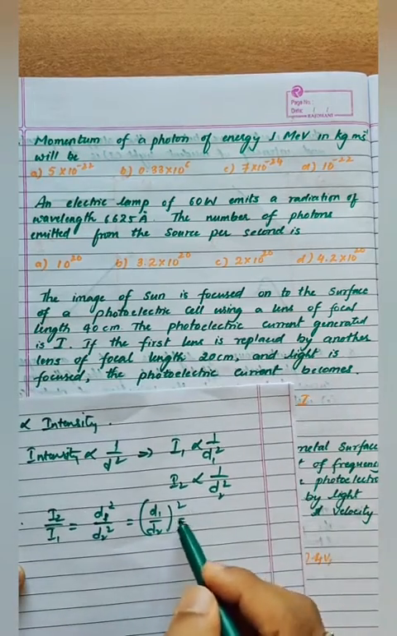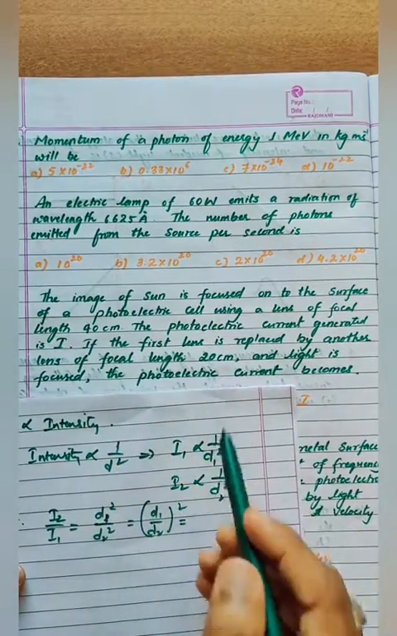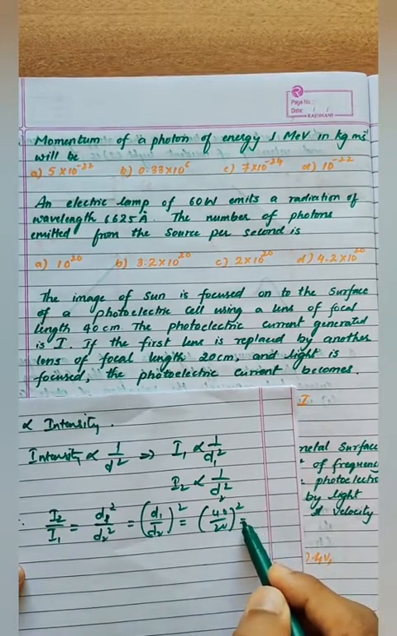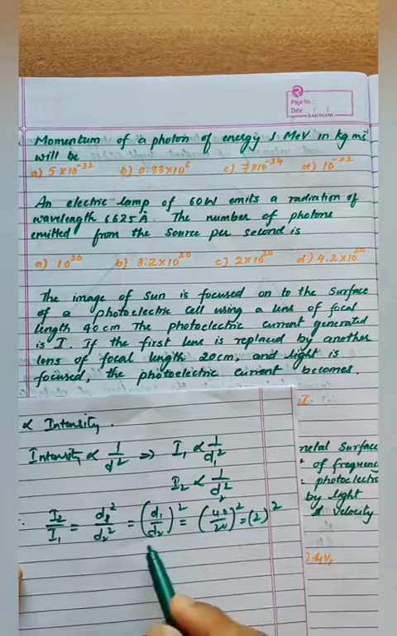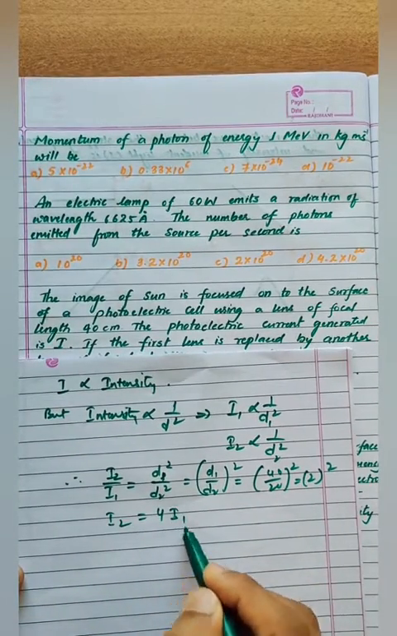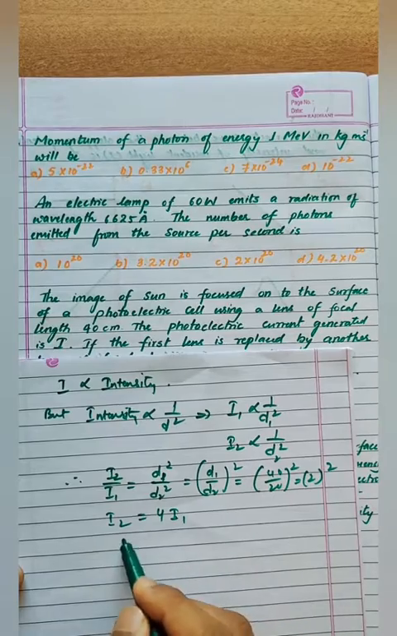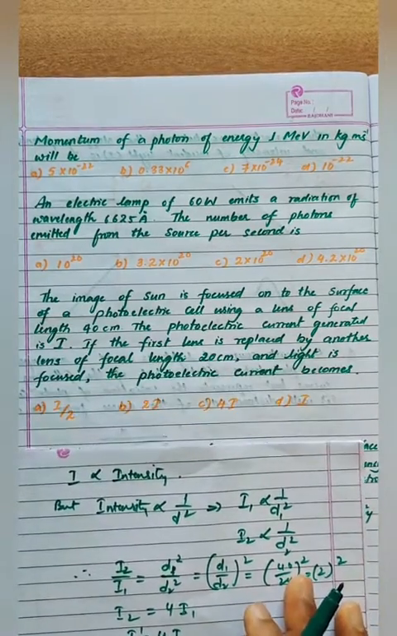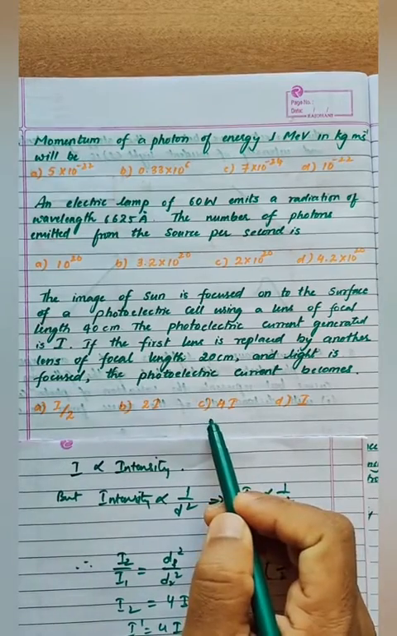What is d1? d1 is 40 centimeter, d2 is 20 centimeter, so 40 by 20 whole square, that is 2 whole square, that is 4. So I2 is equal to 4 times I1, or else I dash is equal to 4 times I. So which is the right answer we have? Option C is the right answer.